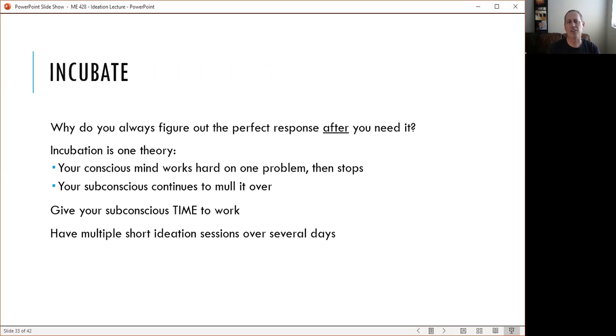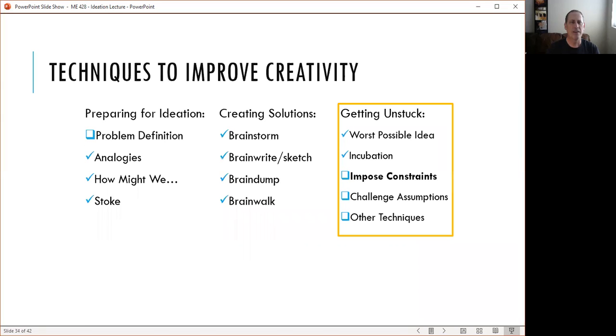Incubation is the theory that describes that. Your conscious mind focuses on something but can't necessarily get to the solution. When you allow your subconscious to take over, you often get inspirational results from that. So giving yourself a break in between your ideation can be a great thing to do.